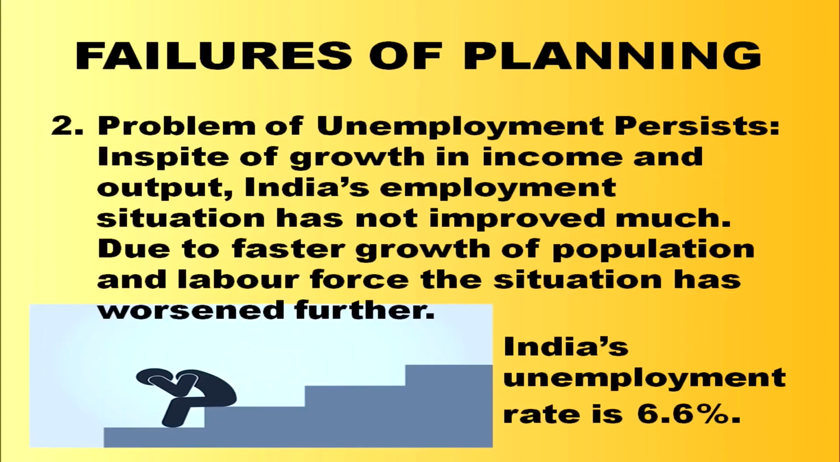The second drawback or failure of planning has been that the problem of unemployment still persists. In spite of growth in income and output, India's employment situation has not improved much. Due to faster growth of population and labor force, the situation has worsened further. India's unemployment rate is 6.6%, which is considered to be quite high.